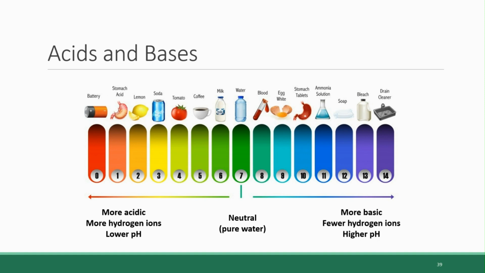pH is an important component of living organisms' homeostasis, or their ability to maintain stable internal conditions. If the environmental pH is too far out of the range of where an organism can function, then that can threaten the organism's life. Later on in this course, we will talk about how changes in environmental pH are threatening ecosystems.